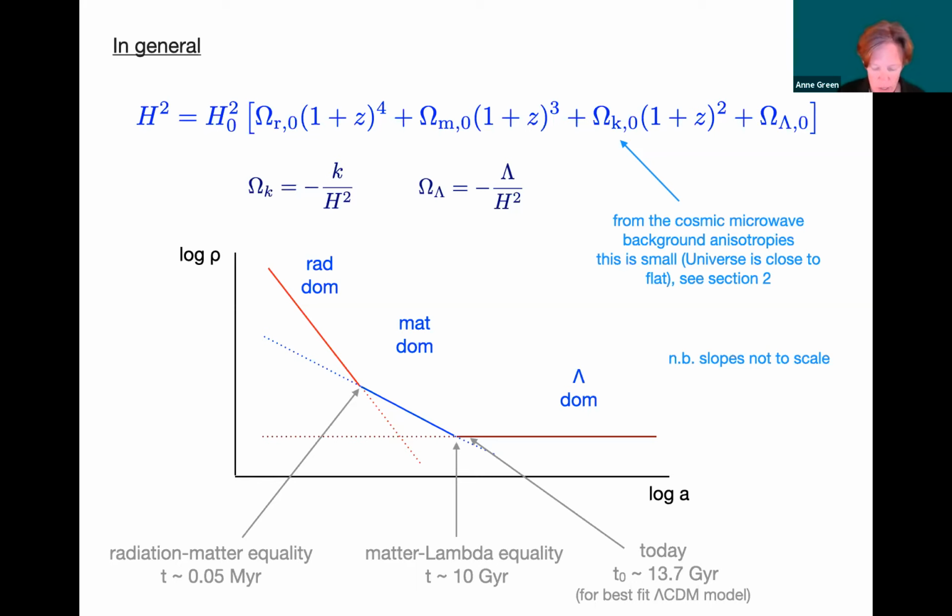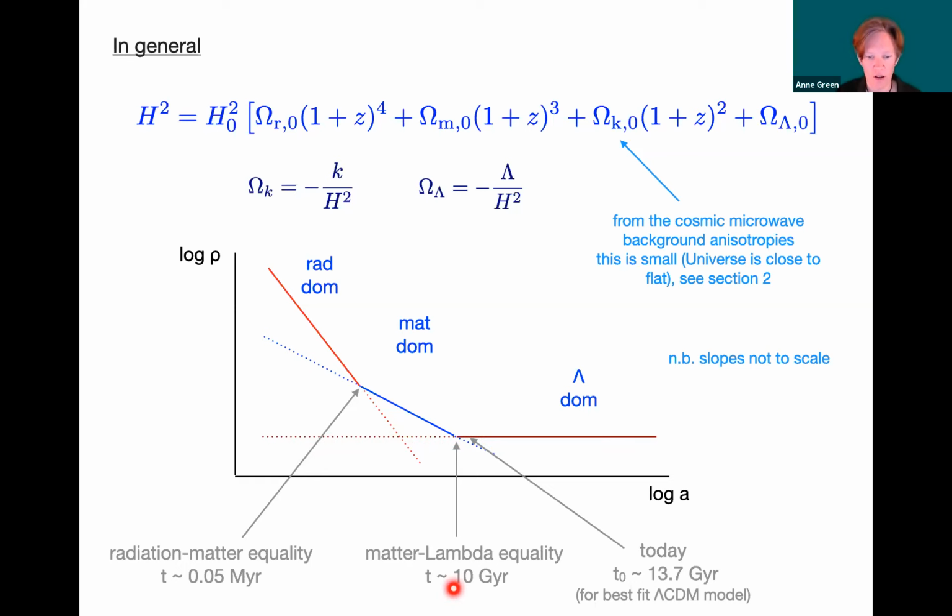So we can have a look at the overall evolution of the universe in terms of how the log of the density varies with the log of the scale factor. So at early times, the universe is radiation dominated, but the radiation density drops off very quickly as this red line. And so at a point, it turns out roughly 0.05 megayears after the Big Bang, the radiation and matter densities are equal. And then after this, we get a period where the universe is matter dominated. Matter drops off as a cubed, whereas the cosmological constant lambda is constant.